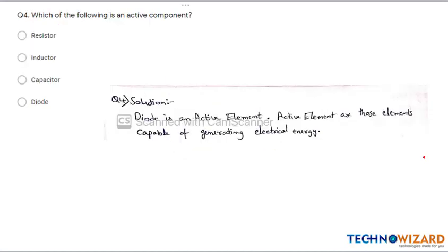Now question number 4. Which of the following is an active component? Active components are those components which can generate electrical energy on their own. Okay, therefore only the diode can generate electrical energy. Therefore the diode is an active element. Okay, and R, L, C are all known as passive elements. Remember this.